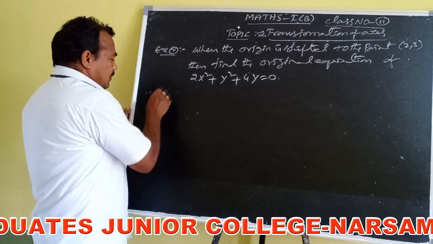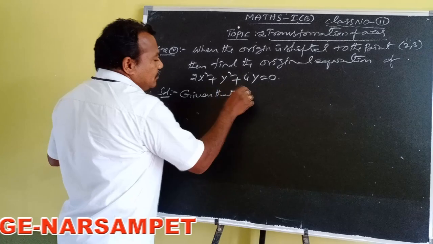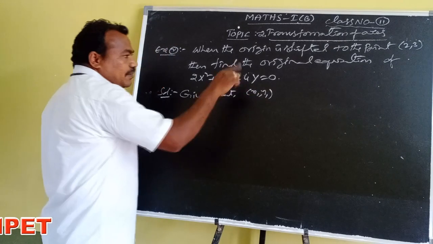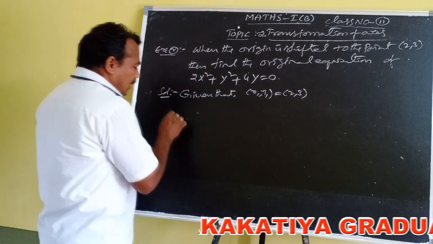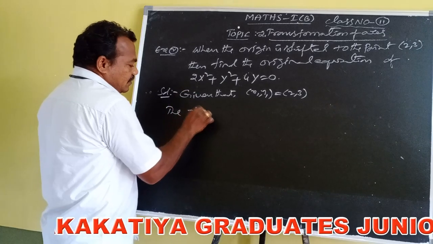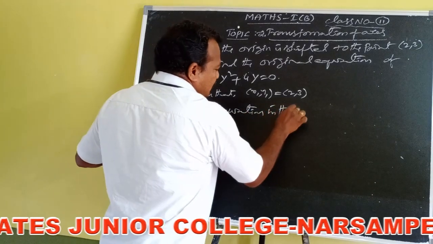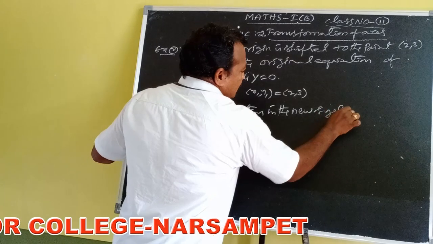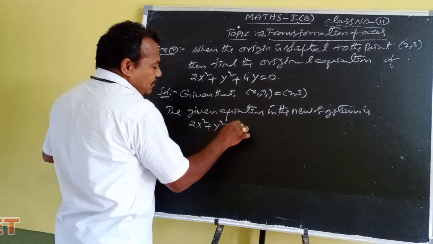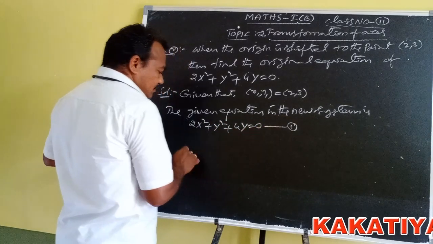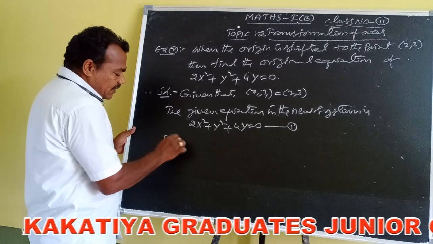Given that the origin is shifted to the point, we denote this coordinate point as (x1, y1), that is (2, 3). The given equation in the new system is 2X² + Y² + 4Y = 0. From this equation, we have to find its original equation, by the translation of axes.